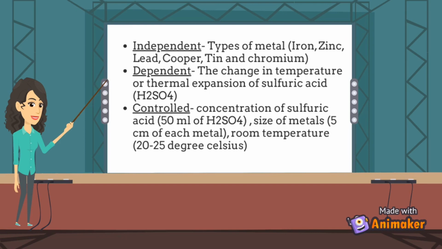Moving on to the control variable. Quantities such as concentration of sulfuric acid, size of the metal, and room temperature must be kept constant. Why? Because these factors contribute to obtaining the data for the given investigation.